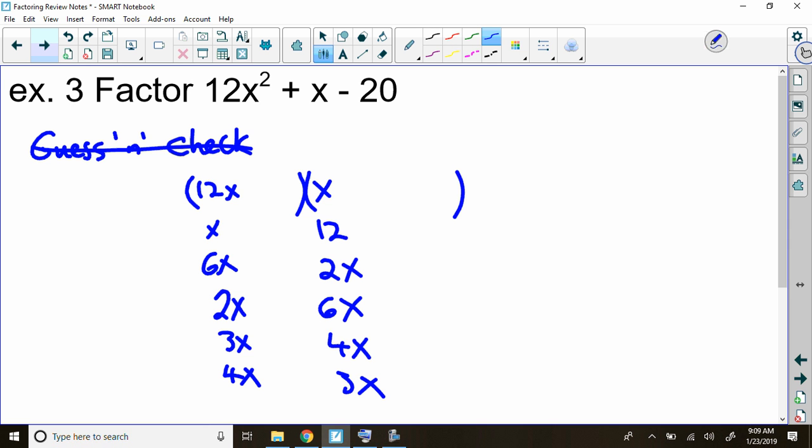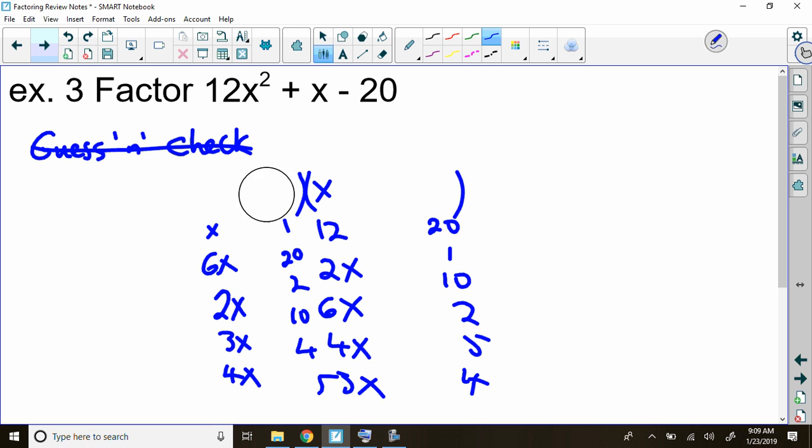And then on the other end, 20. 20's got a boatload of factors too, doesn't it? So it could be 1 and 20, could be 20 and 1, could be 2 and 10, 10 and 2, 4 and 5, 5 and 4. That's a lot of combinations. That's a lot of guessing and a lot of checking. Oh, man. So I'm probably not going to guess and check on this.